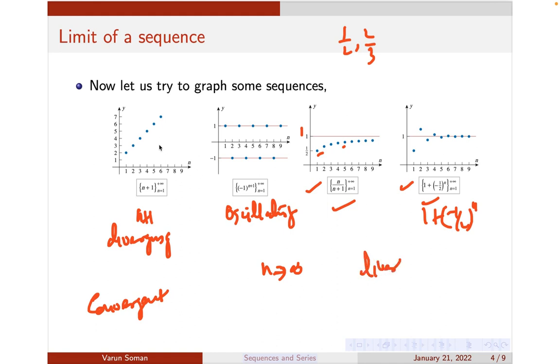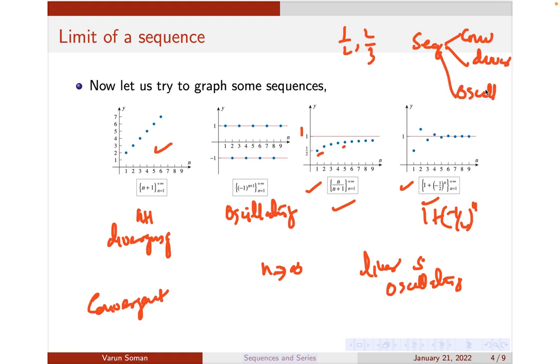For example, this is a divergent sequence, and this is also divergent. If you want, you can also call them oscillating sequences. So sequences can be classified into convergent sequences and divergent sequences, and you can also classify them as oscillating sequences. Usually we consider oscillating sequences as divergent itself, that's why I don't write that, but that's okay. I hope it is clear.